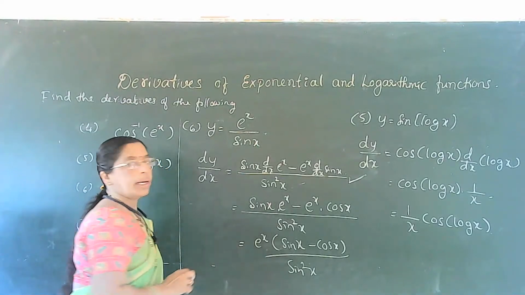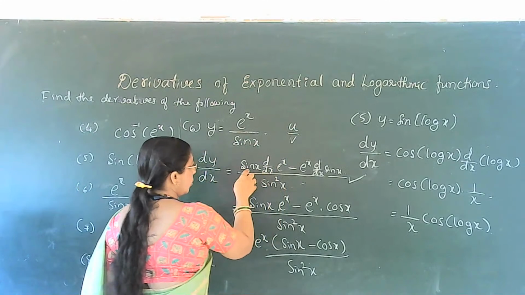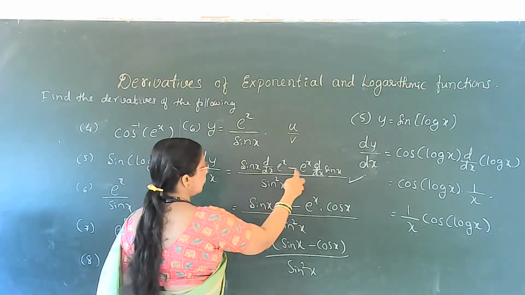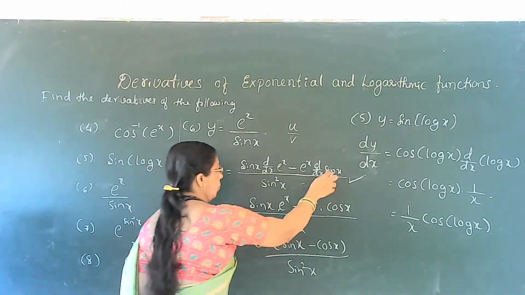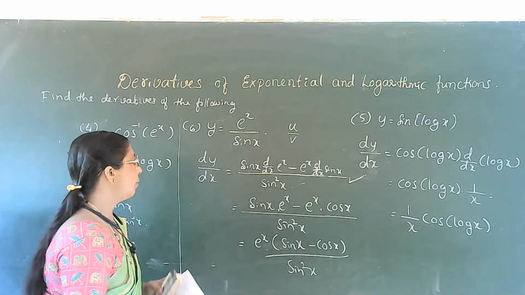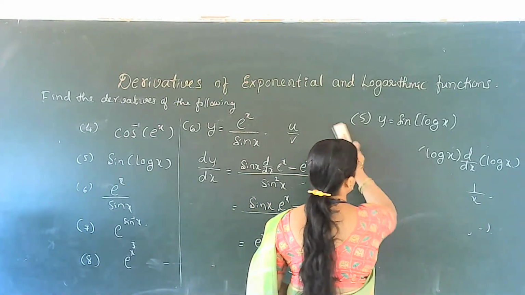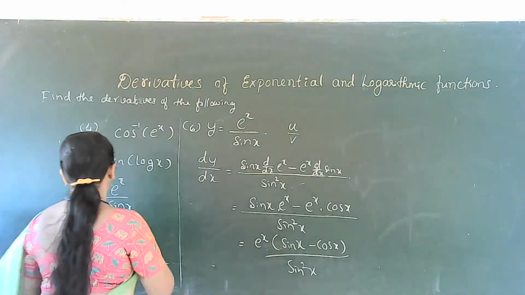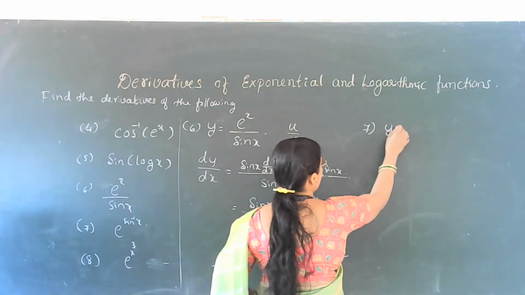It's e to the power x divided by sin x. It's in the form of u by v: v into d by dx of u minus u into derivative of v, divided by v square. Finding the derivatives and simplifying, we get e to the power x into sin x minus cos x divided by sin square x.